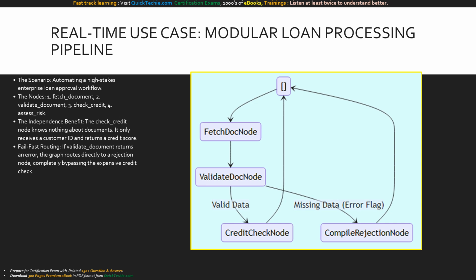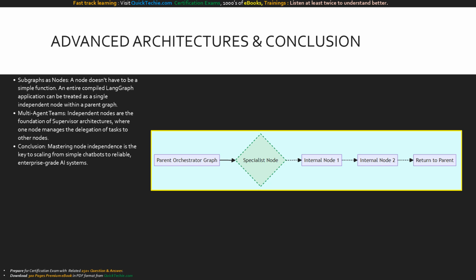As we conclude, I want to leave you with an advanced architectural concept. We said a node is an independent logic unit. But that unit doesn't have to be a simple Python function. In LangGraph, an entire compiled graph with its own complex internal routing and state can be registered as a single independent node within a larger parent graph. This is called a subgraph.